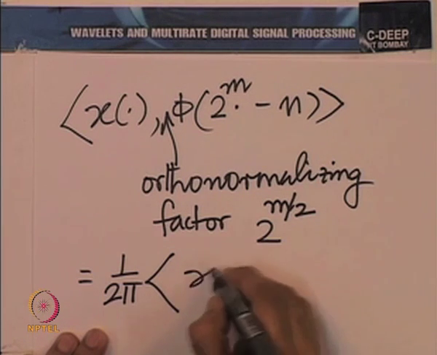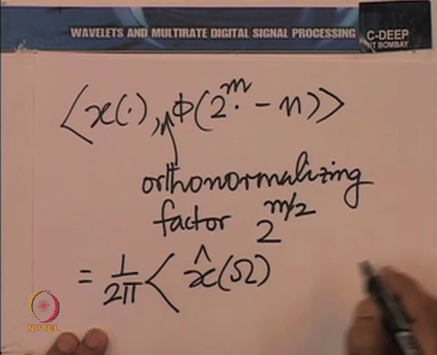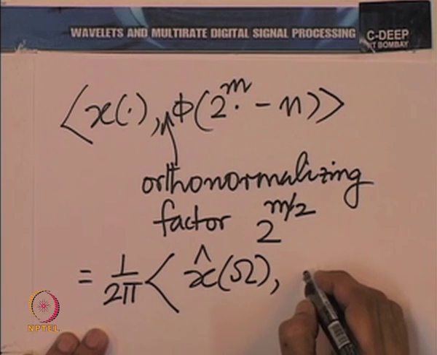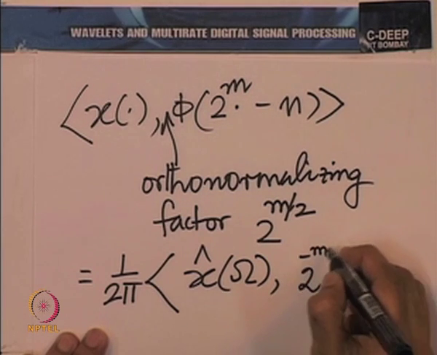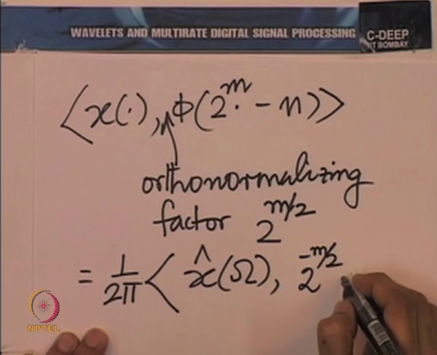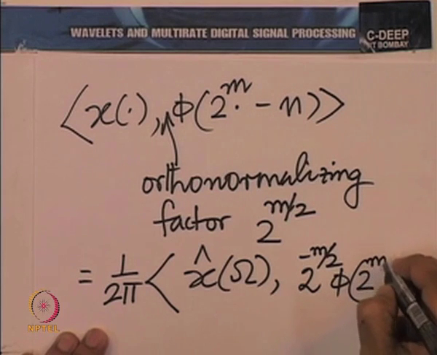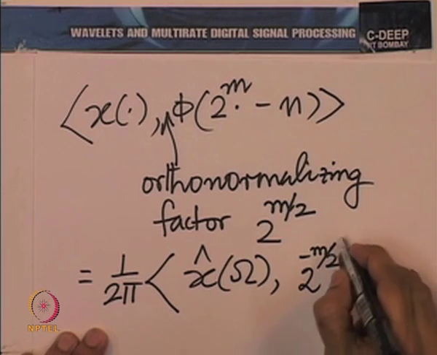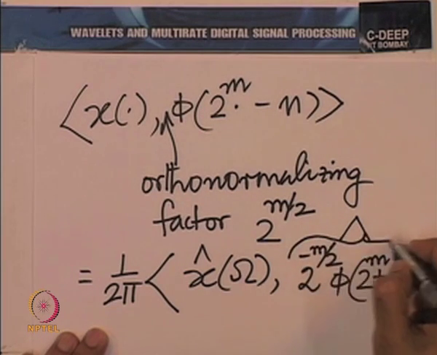So, the Fourier transform of x, of course, with its argument, the argument remember is going to be omega here. And I shall write here the Fourier transform of this whole thing. So, please do not misunderstand what I am writing to be the expression itself, but understand it to be the Fourier transform of this. So, you have 2 raised to the power of m t minus n, but take the Fourier transform. So, I am saying Fourier transform of this whole thing here.